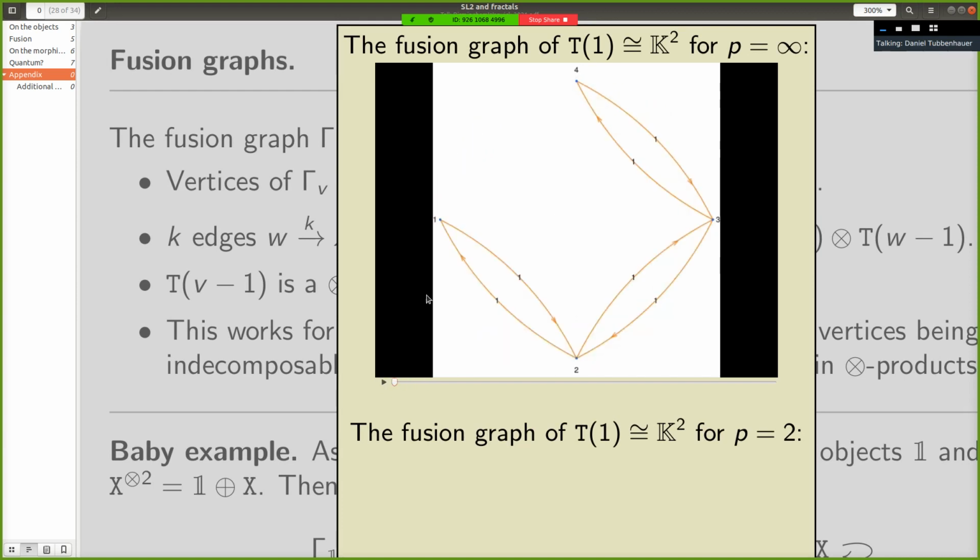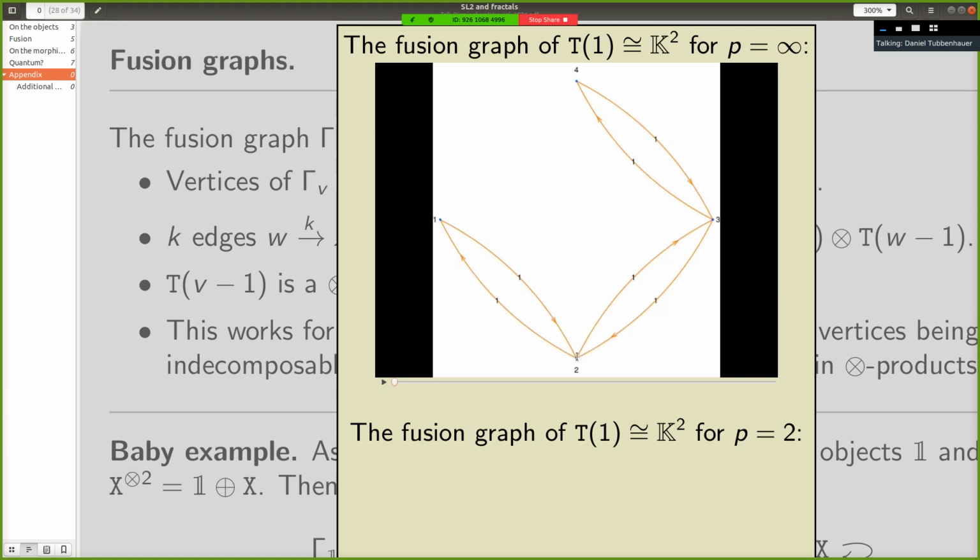The fusion graph for characteristic infinity, right? P equals infinity. I tensor with the vector representation. And this is the first star. So first 4 vertices. So here is T1 minus 1, T2 minus 1, T3 minus 1, T4 minus 1. And I will add a few in a second. And this is how it works.